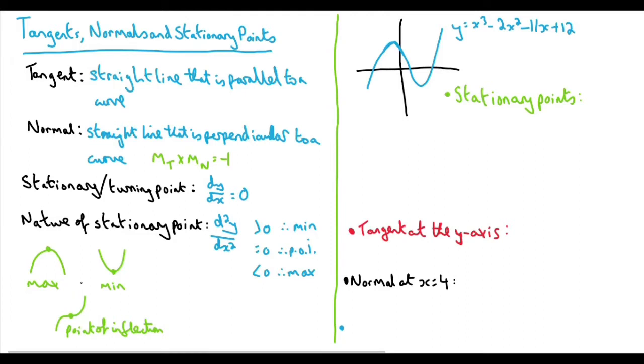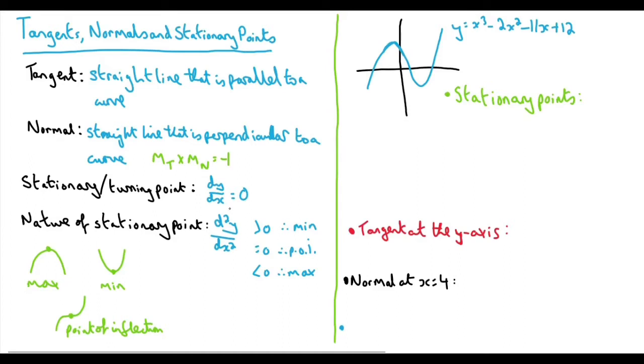So, with those ideas in mind, we can turn our attention to an example. Let's say we had this cubic graph here, y equals x cubed minus 2x squared minus 11x plus 12, as we can see sketched onto our axes here. If first of all we wish to find the stationary points, we know that dy over dx is going to equal 0.